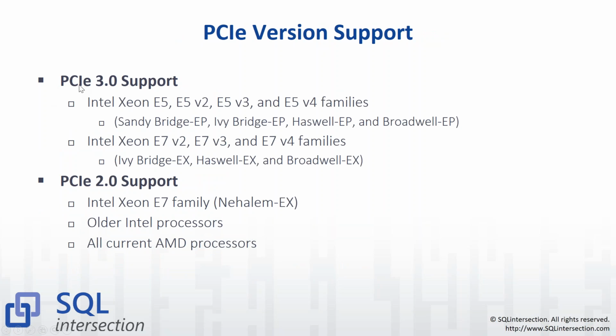If you want the latest and greatest version of PCIe, you have to be on an Intel Xeon E5 V3 and V4, or on an E7 V2 or newer. So that's it. Anything else that's not on this list as of right now only has PCIe 2.0 or older. So that includes older E7s, older Intel processors, and everything from AMD.